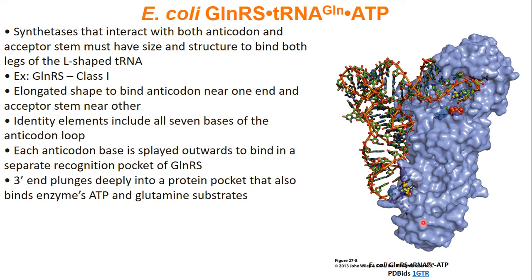And for this tRNA, the bases are splayed out and they each bind to a separate pocket in the enzyme. So that's where our specificity is coming from, to know that this tRNA is supposed to interact with this enzyme. Now the 3' end plunges deep into our protein pocket, where we also have ATP and glutamine waiting, and that's how we're going to attach our glutamine to our tRNA, by having our acceptor stem deep in the pocket.